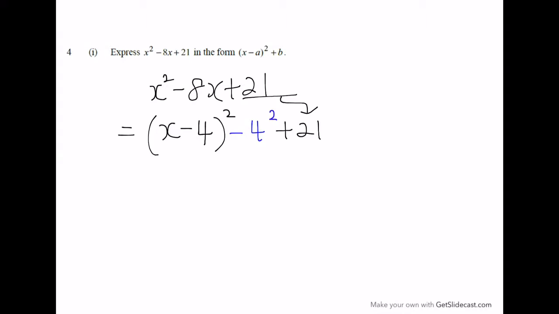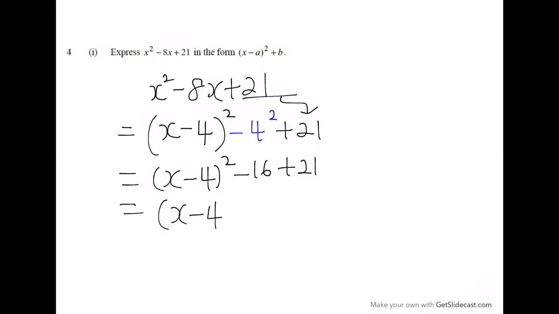give us x minus 4 squared minus 16 plus 21, which the final answer will be x minus 4 squared plus 5.